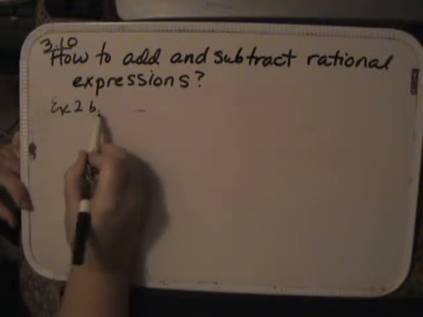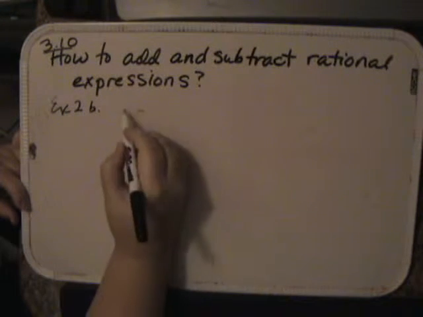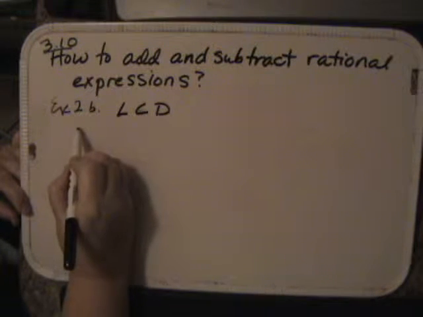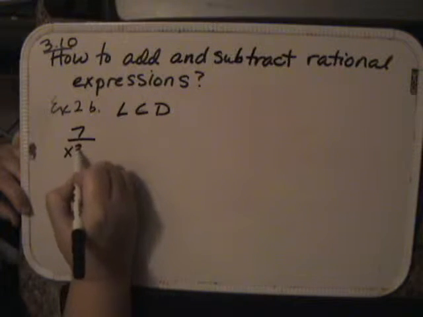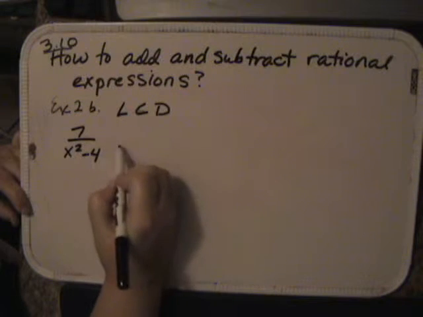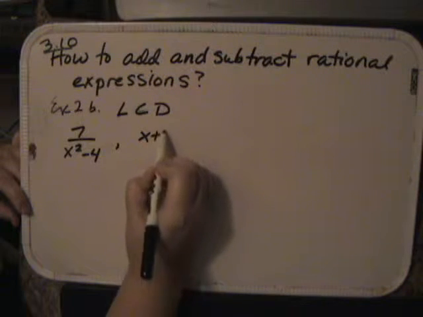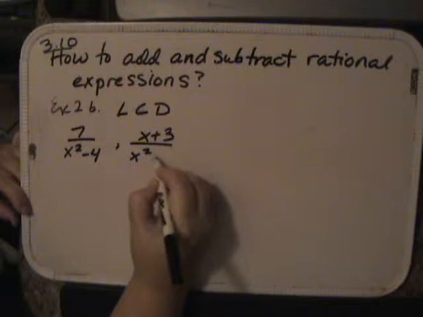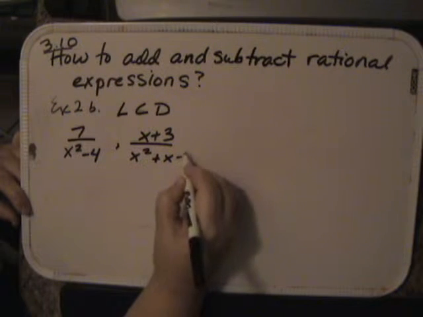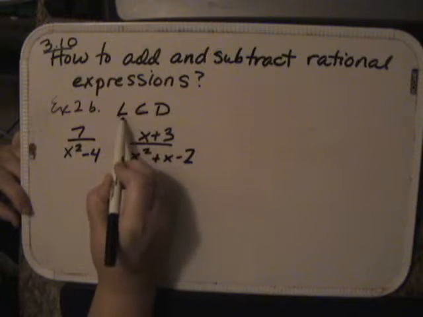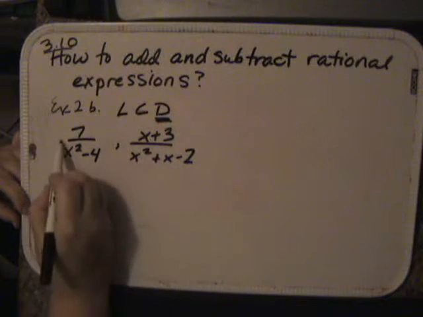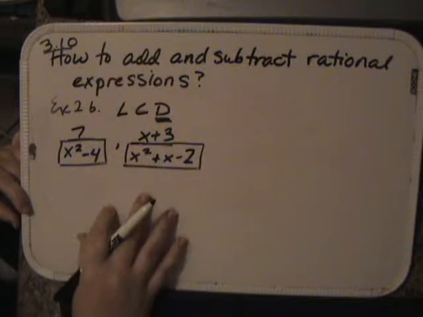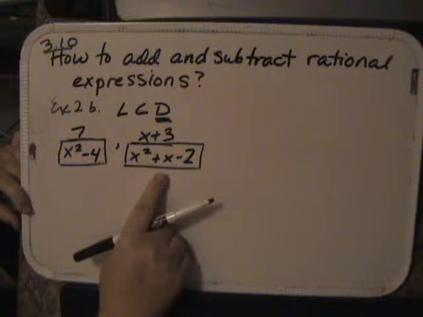Now for example 2b, we want to find the least common denominator, and we have two expressions: 7 over x squared minus 4, and x plus 3 over x squared plus x minus 2. Again, we're trying to find the LCD, so we're only really interested right now in the denominator. We'll do the numerators later in another problem. So first let's look at these.